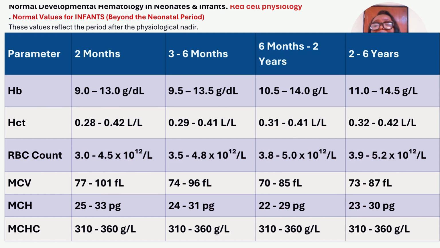Mean cell volume at 2 months, you will have the normal value between 77 to 101 femtoliter. At 3 to 6 months, 74 to 96 femtoliter. At 6 months to 2 years, you have 70 to 85 femtoliter. 2 years to 6 years, you can have the MCV being normal between 73 to 87 femtoliter.